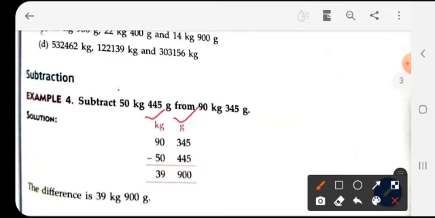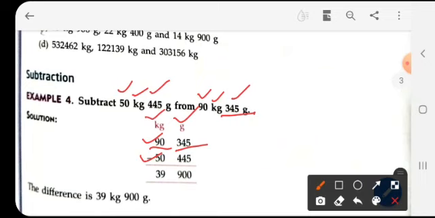So the numbers that are in the kilograms column are 90 and 50. So 90 and 50 are written here, and in the grams column we have 445 and 345. So when 90 is written first, then 345 will be written first. Don't mismanage it. Don't try to make your own assumptions. So write it as the number is.